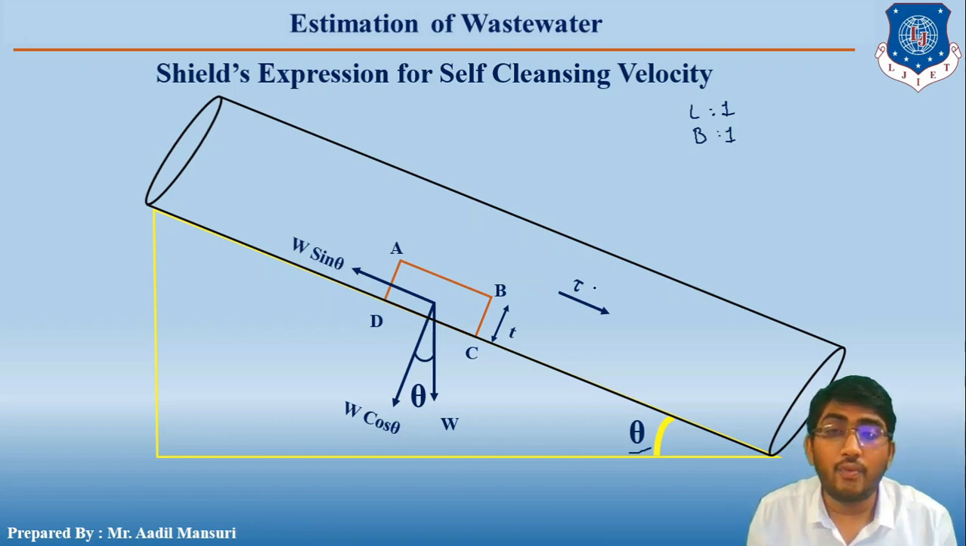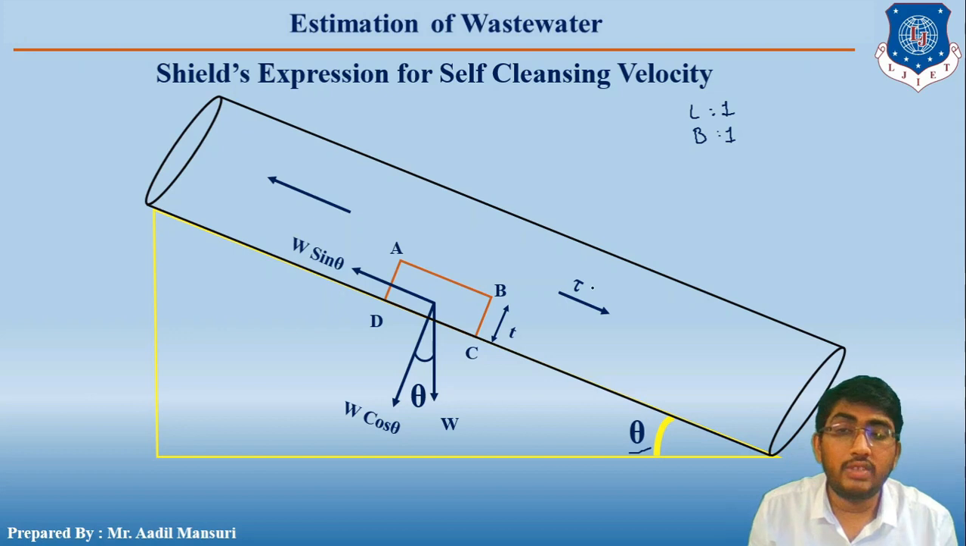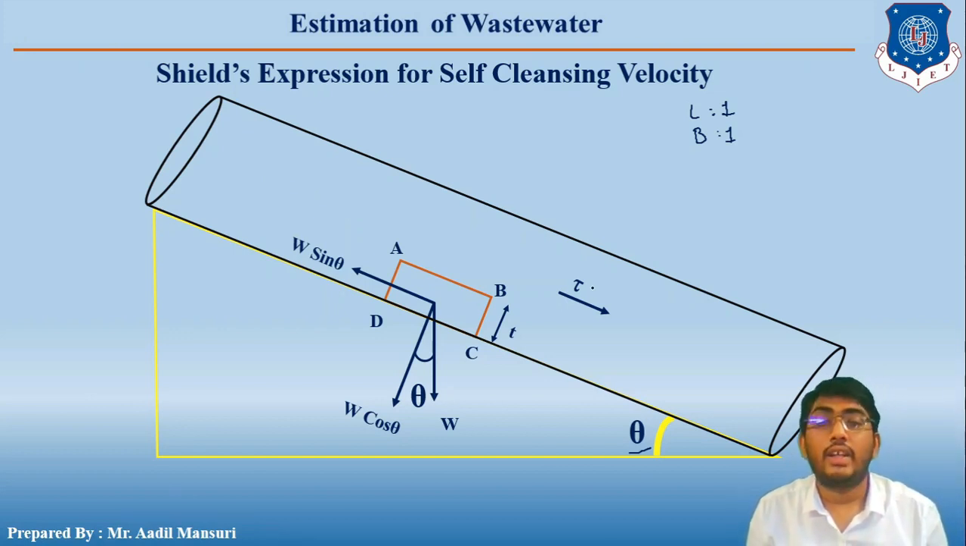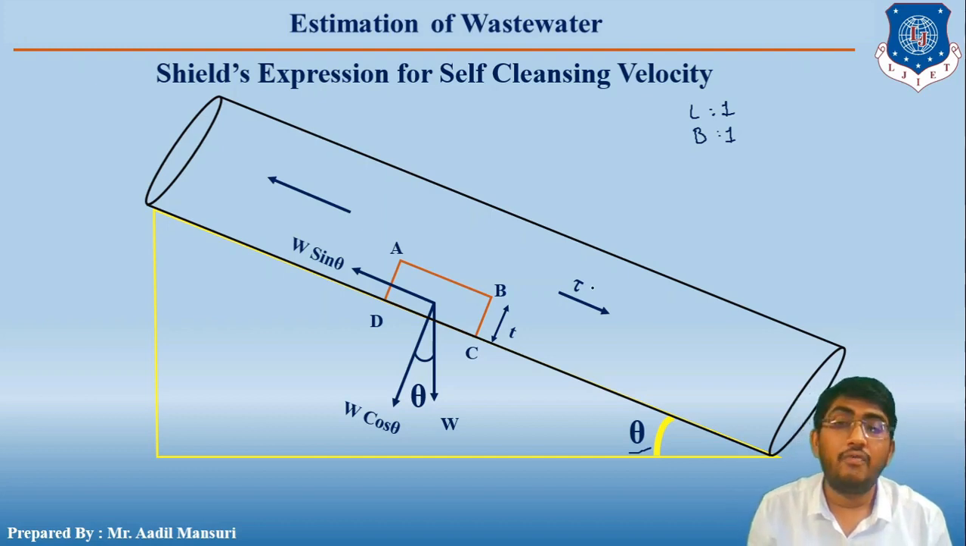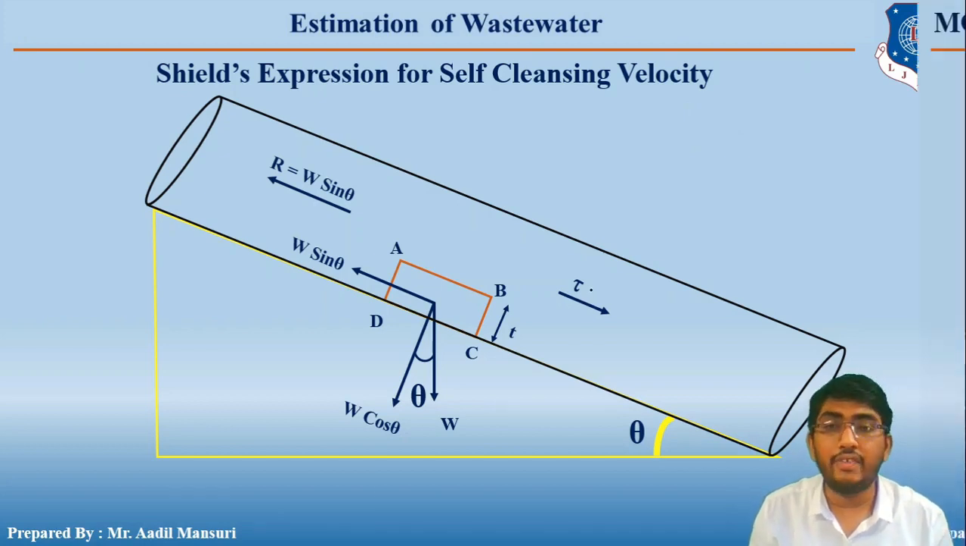Tau is the drag force that is acting on the particle because of the flow of water. The bottom surface of the sewer will try to not allow the particle to flow. So this force is known as the resisting force. That is, R will always equal W sin theta. Understood? Right? So let us now go for the derivation.